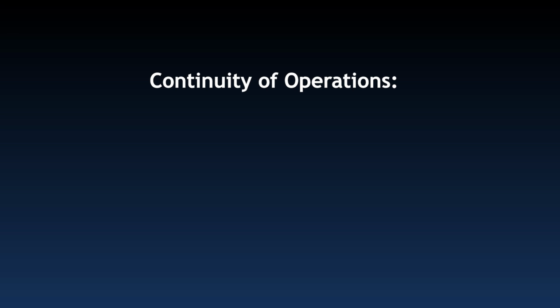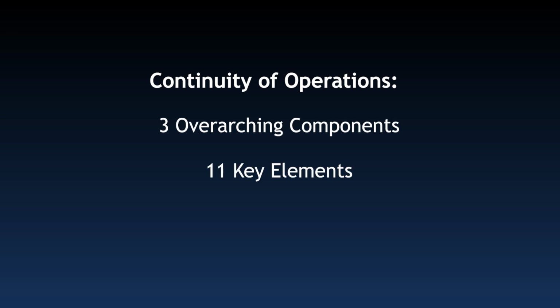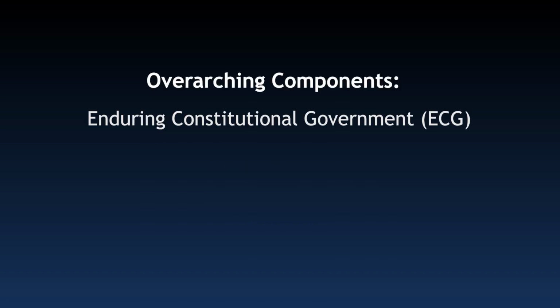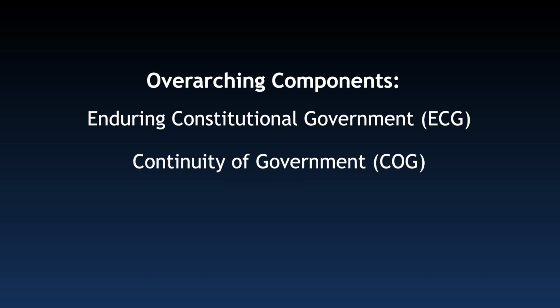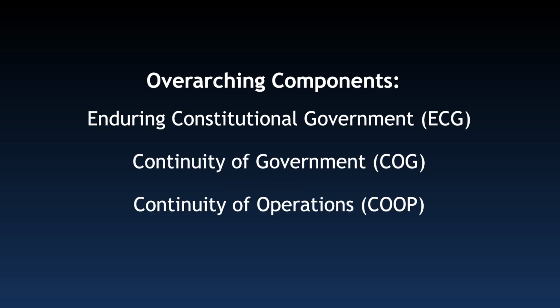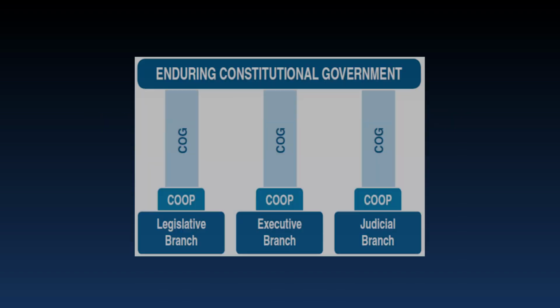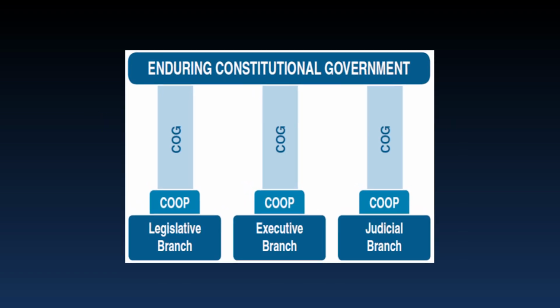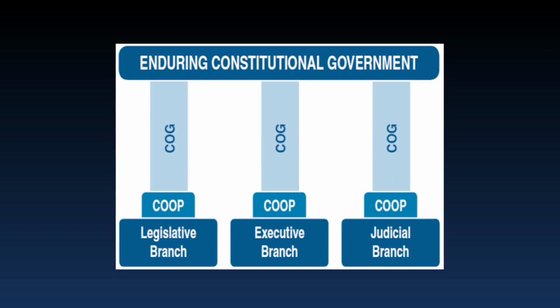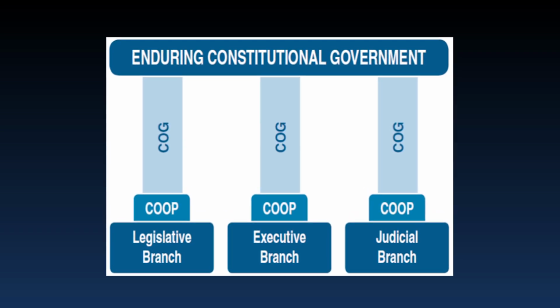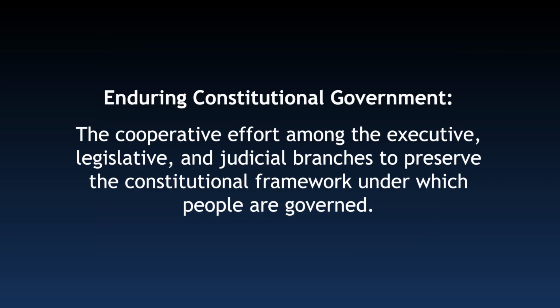Continuity of operations is broken down into 3 overarching components with 11 key elements that flow through 4 phases. Let's first examine the 3 overarching components, which are enduring constitutional government, continuity of government, and continuity of operations. Together, these 3 components form the core concept of continuity of operations, and each component is built on the other 2. At the highest level is enduring constitutional government, which is the cooperative effort among the executive, legislative, and judicial branches to preserve the constitutional framework under which people are governed.